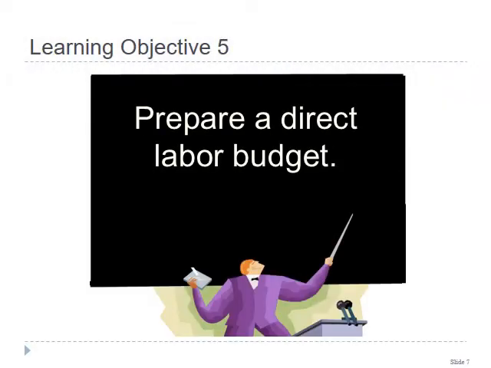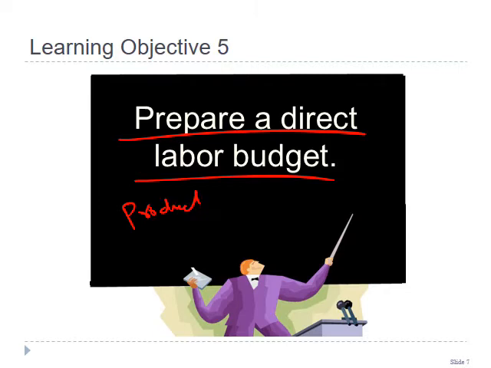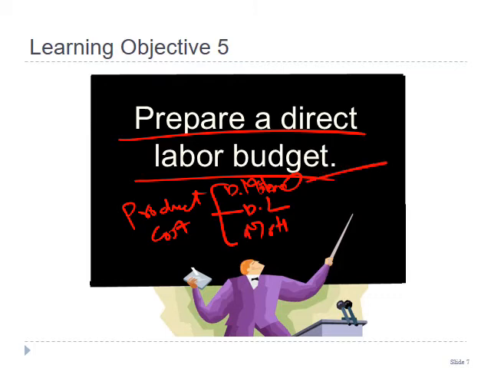Now heading towards our learning objective 5, which is prepare a direct labor budget. We have calculated the production, or product cost. We have three: direct material, direct labor, and manufacturing overhead, right? So we have completed the first one, and now we are doing direct labor.